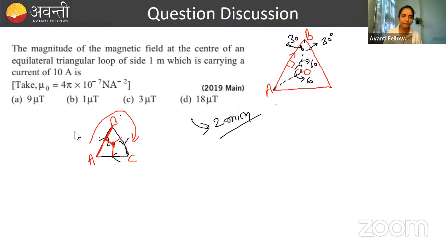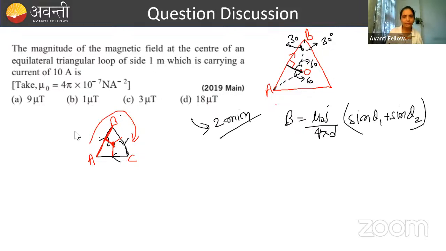Now we need to calculate this distance, D. So the formula of the magnetic field is what? Mu naught I by 4 pi D times sine theta 1 plus sine theta 2. So theta 1 and theta 2 values we already know now. Theta 1 is 60 degrees and theta 2 is also 60 degrees. That is known. Now let's calculate D.